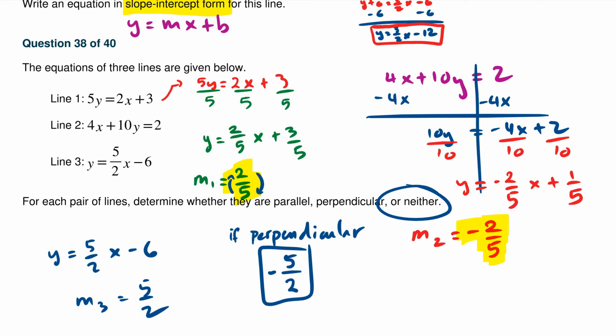Okay, m3, the slope is 5 over 2. However, for perpendicular you need a negative sign, and m3 doesn't have that. So the answer is going to be neither for all of them.